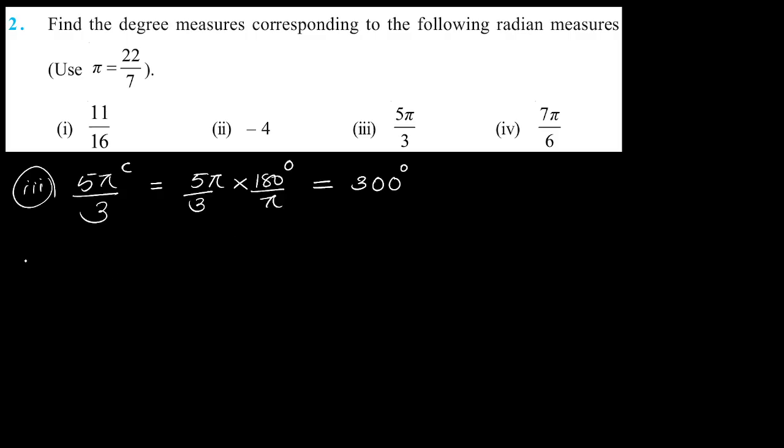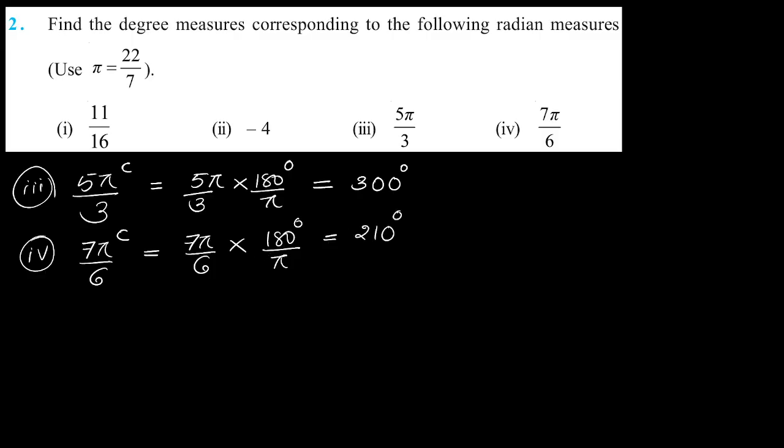All of you clear? Understood? Please respond. Shivani, Aryan, Deva. Yes, sir. 7 pi by 6 radian to be converted to degree. 7 pi by 6 multiply with 180 by pi. Pi cancels. I don't want to show the calculation. You will get 210 degree.